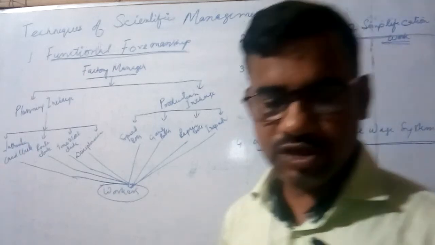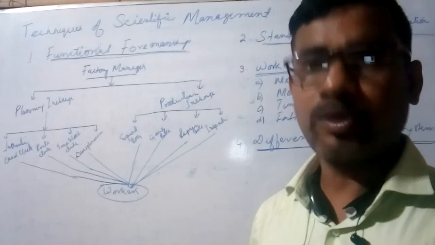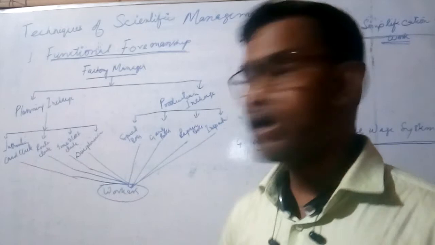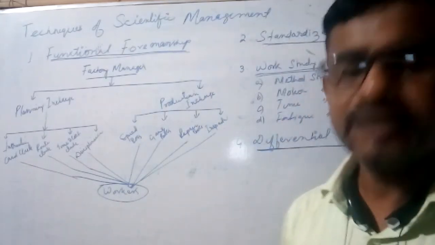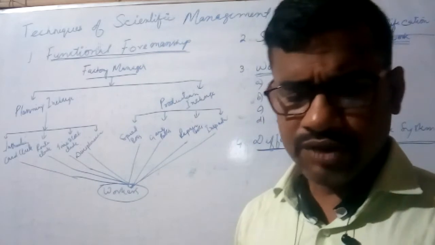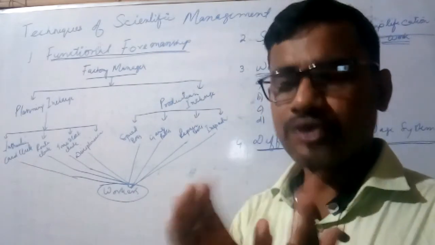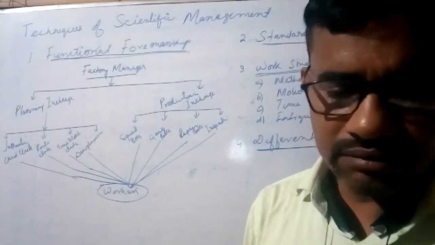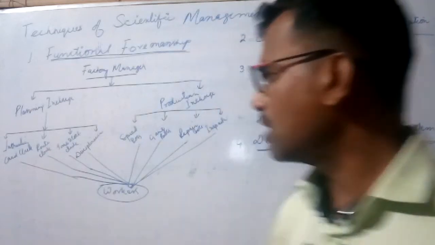For example, the sequence to perform various mechanical and manual operations is to be seen and looked after by the route clerk. He also decides the job to be done for the day. The route clerk decides what job is to be done on a particular day and where it is to be done.